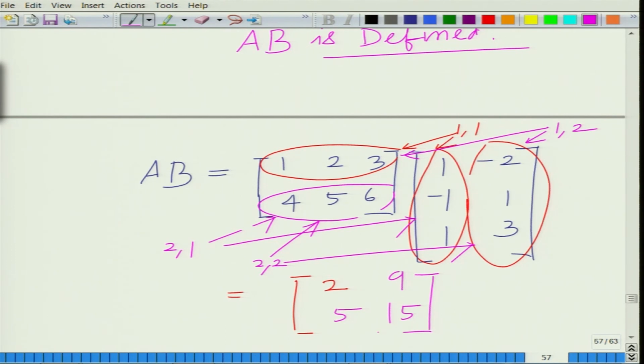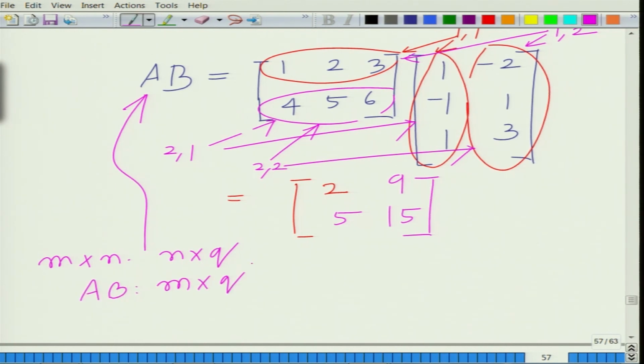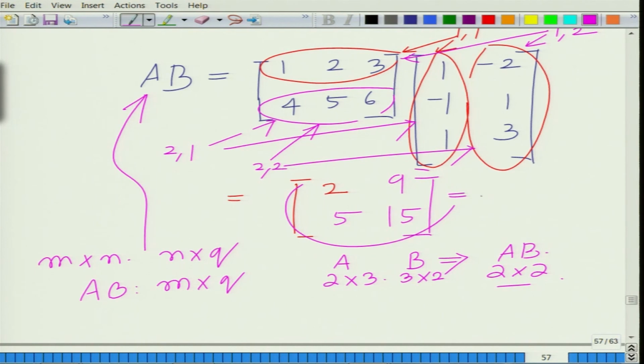So A is m cross n, B is n cross q, and A into B is of size m cross q. In this example, A is 2 cross 3 and B is 3 cross 2, which implies AB is of size 2 cross 2. So this is essentially your A into B.